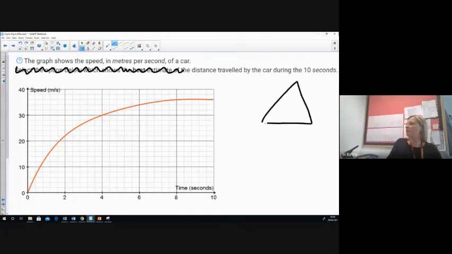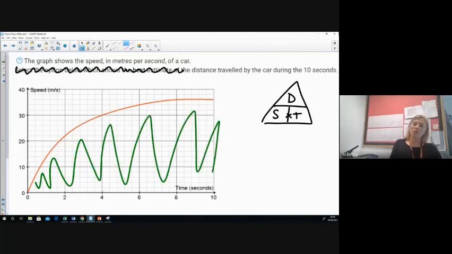Now remember from our triangle that speed, distance, time, if I want the distance, it's speed multiplied by time. So to get distance, I have to multiply the speed and the time together. Well, what would that mean on the graph? On the graph, I've got speed on the y-axis, time on the x-axis. Timesing them together would be the area. So actually what we're looking for in this question is the area underneath the graph.